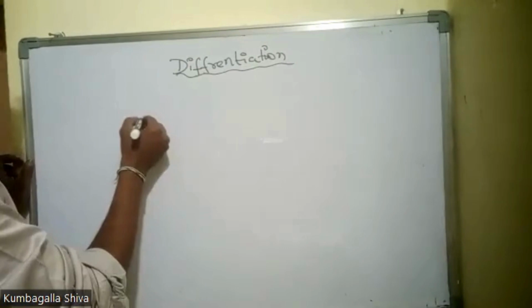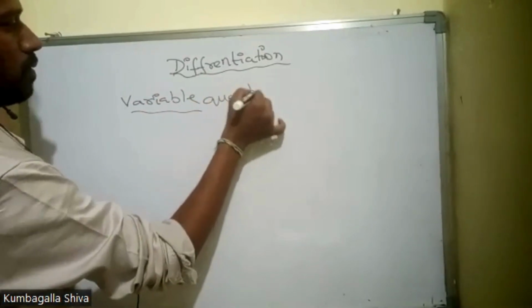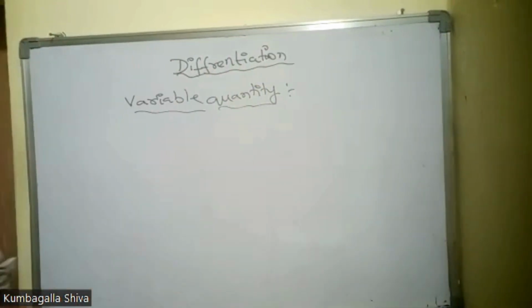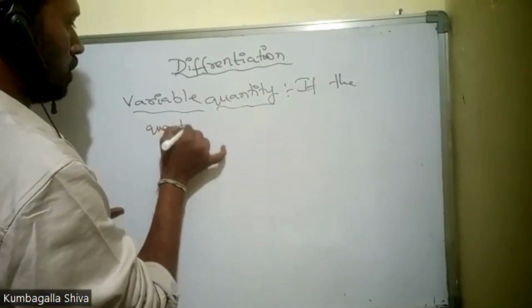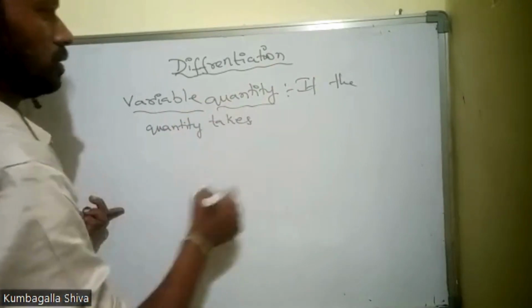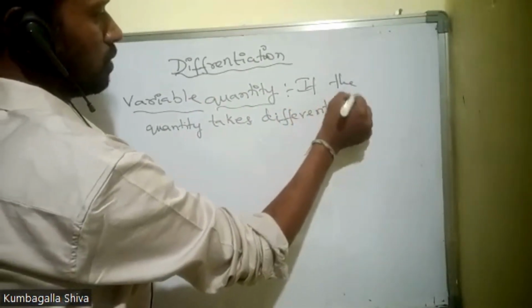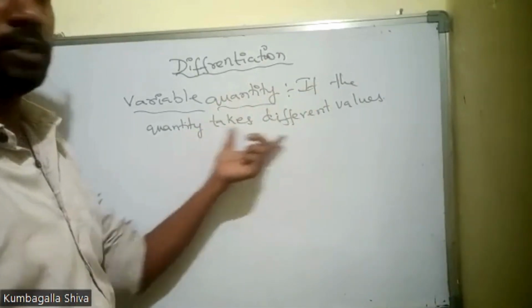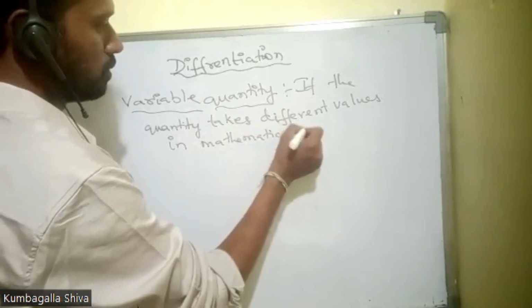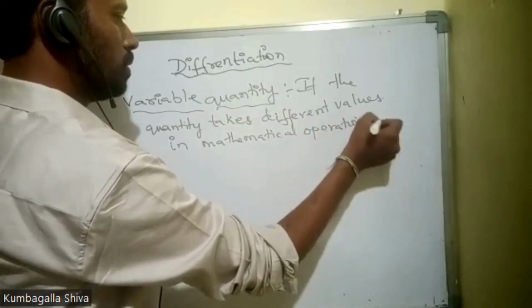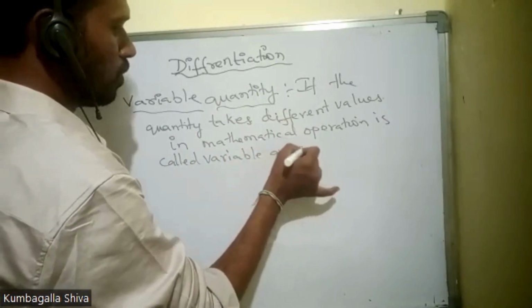Variable quantity. If the quantity takes different values in mathematical operations, it is called variable quantity.